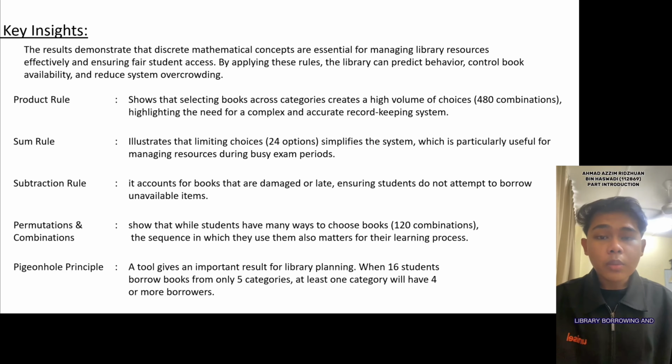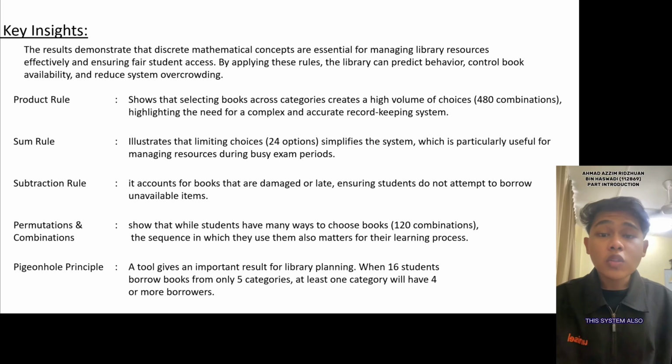The UNIMAS library borrowing and category distribution system helps organize books and control the borrowing process. This system makes it easy for students to find books and borrow them fairly. Without this system, students may have problems such as not finding books or popular books being borrowed too quickly. In the UNIMAS library, books are divided into different categories such as science, engineering, social science, art, and general study. Each category has a limited number of books. Students can borrow books from these categories, but they must follow rules, like the maximum number of books allowed.